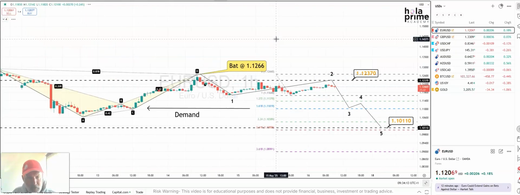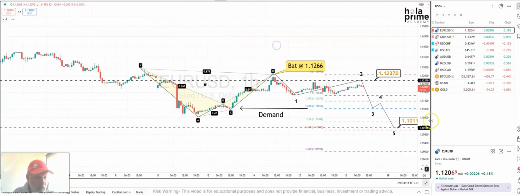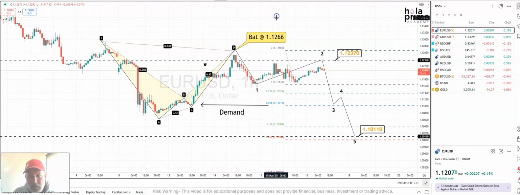Let's just get this on a shorter time frame. So bat formations, like I said, Cipher patterns, that completed at 112.66. We then have seen this move to the downside, producing wave 1 in an Elliott Wave formation. I believe that there's still scope for more buying pressure in euro dollar on a short-term basis.